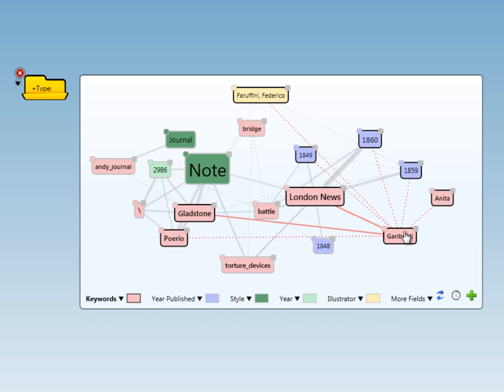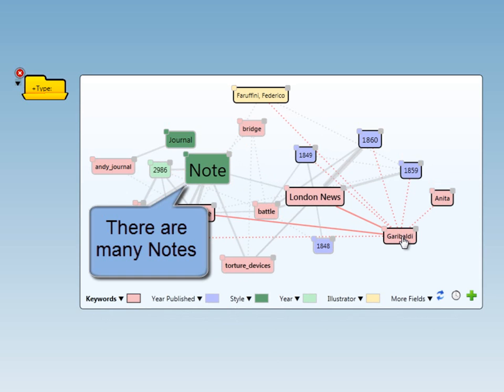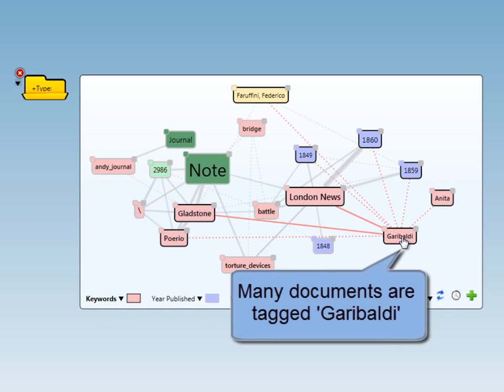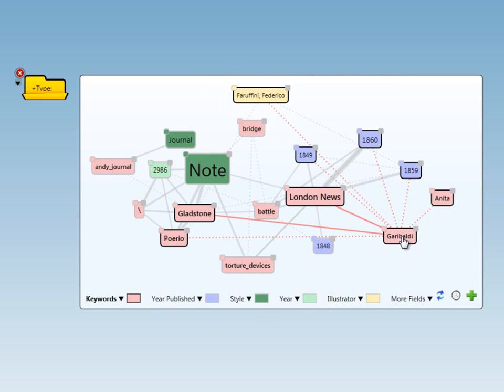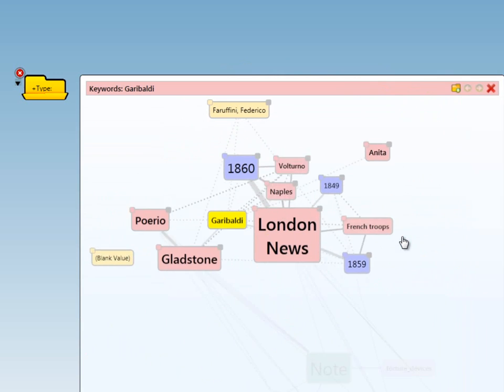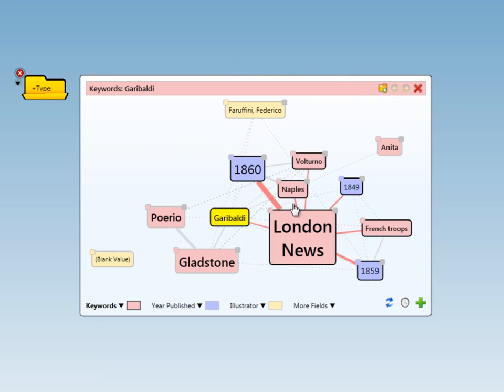By showing relationships between facets, users, for example, see not only that there are a lot of notes and documents tagged with Garibaldi, but also interesting storylines between facets. In this case, that there are no notes tagged with Garibaldi, which is surprising since he is the subject of the repository. Pivoting on Garibaldi allows users to focus on that subset of documents.